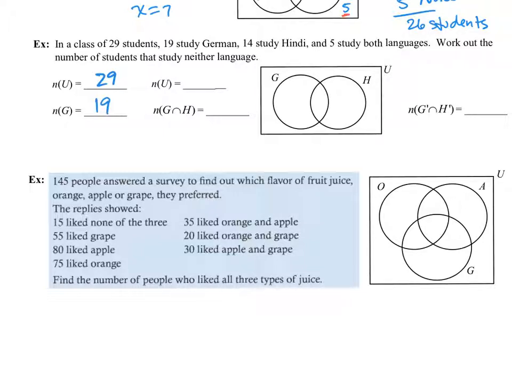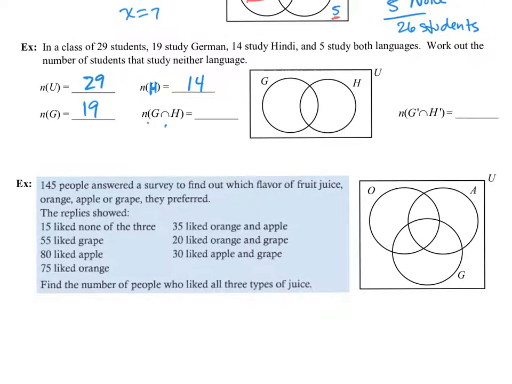19. And then I've got a typo here. Sorry about this. This should not be a U. That should be an H. So if you could change that to an H, then this would represent the number of students that take Hindi, and that is 14. And then we're told that there are 5 students that take both. So the number of students in the intersection of the students that take German and the students that take Hindi is 5.